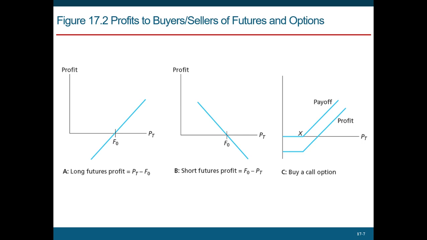For the short position holder, it's the opposite, right? They make money when price declines below F0, and they lose money when price increases. It is the opposite position from the long position holder. And by the way, short position holders face an unlimited amount of losses when price increases dramatically in the future.